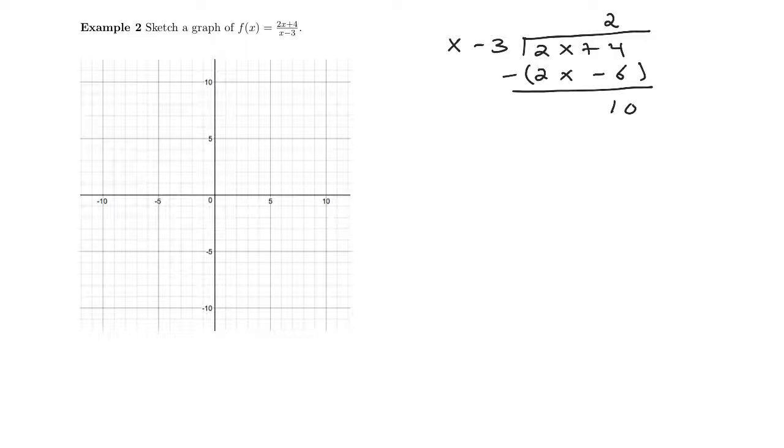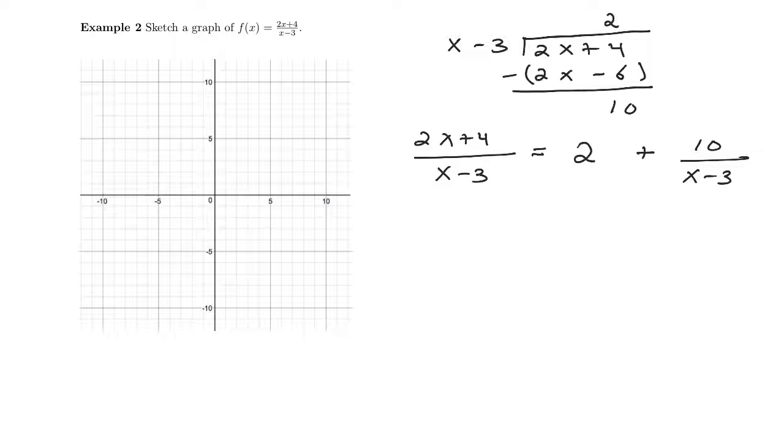What this all means is the fraction 2x plus 4 over x minus 3 is exactly the same thing as 2, since we divided out 2, plus 10 out of x minus 3 left over. Written this way, I can see that at x equals 3, I'm going to have a vertical asymptote, and at y equals 2, I'm going to have a horizontal asymptote. So I'm going to plot those on my graph. Here is y equals 2, and x equals 3.